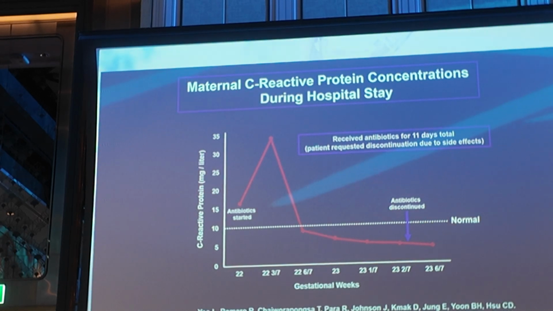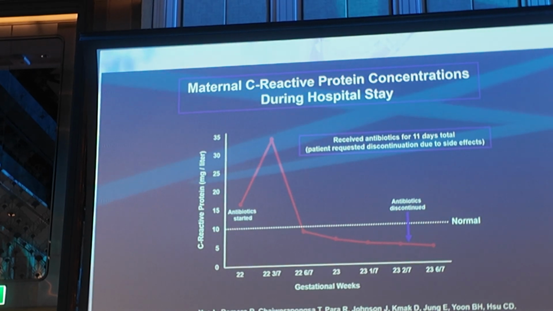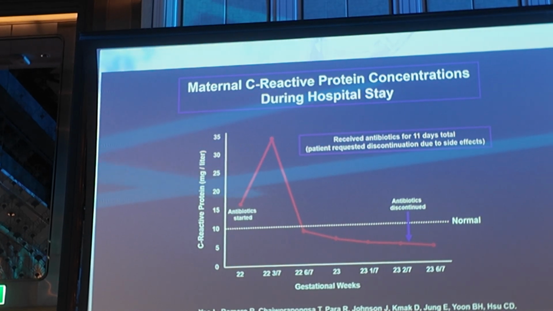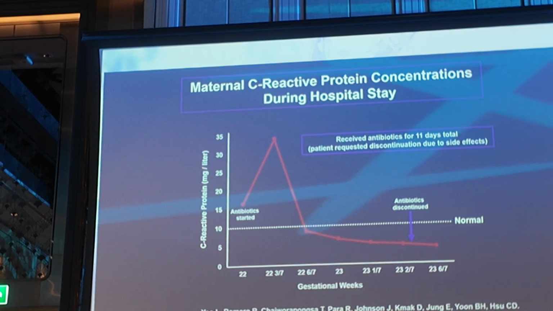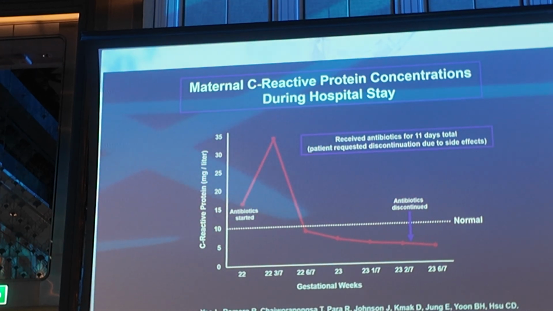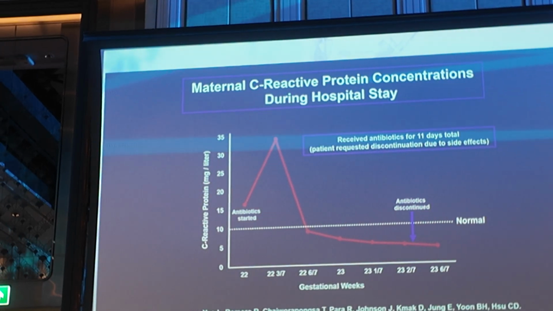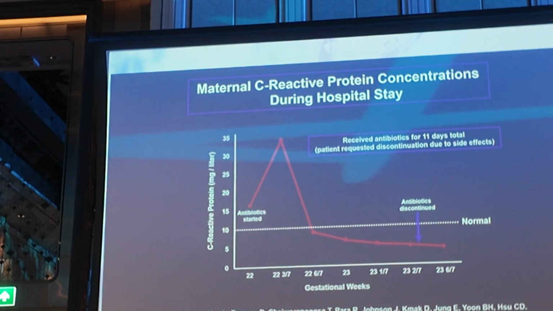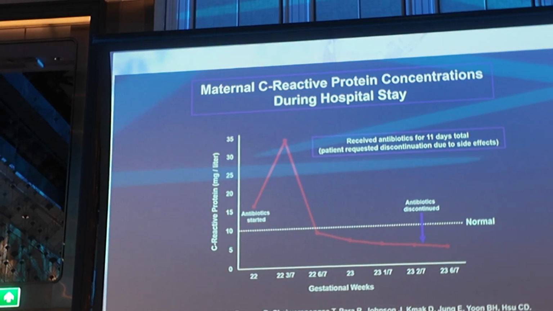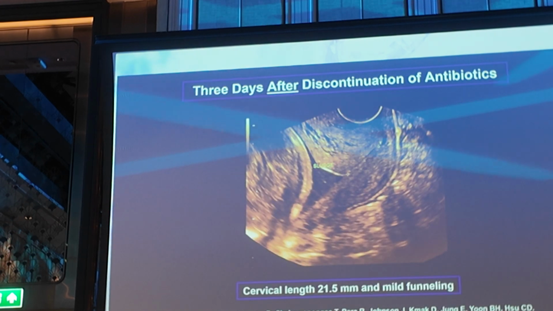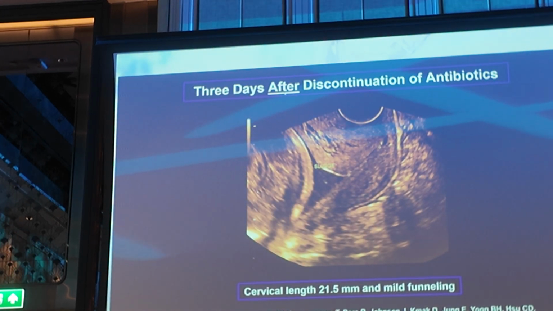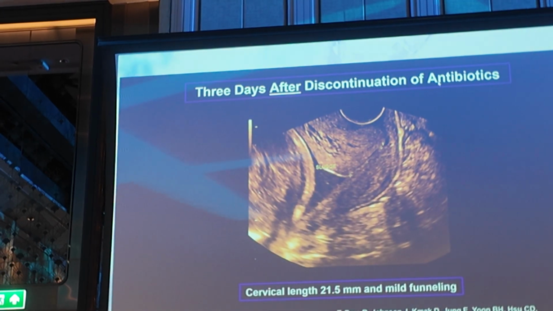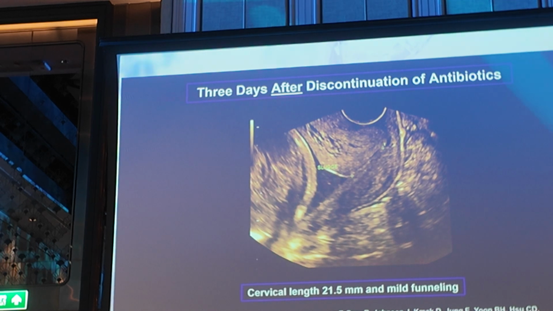When the patient was 11 days in the hospital, she said, I don't have any symptoms, I want to go home. She basically disconnected her IV and decided to go home. I hope that we're not the only ones who have this kind of patient at the PRB. I'm sure you have these patients also in Asia. Well, 3 days after discontinuation of the antibiotics, remember that this patient had bulging membranes.